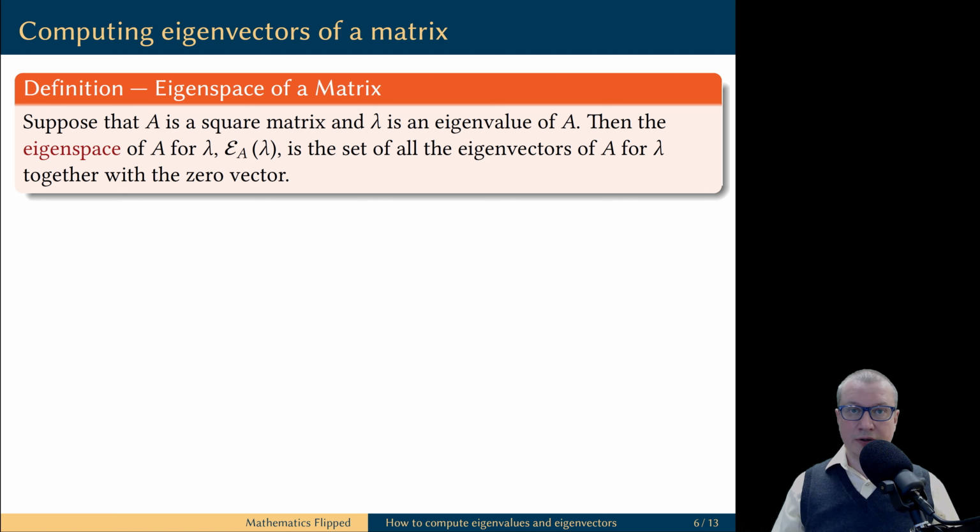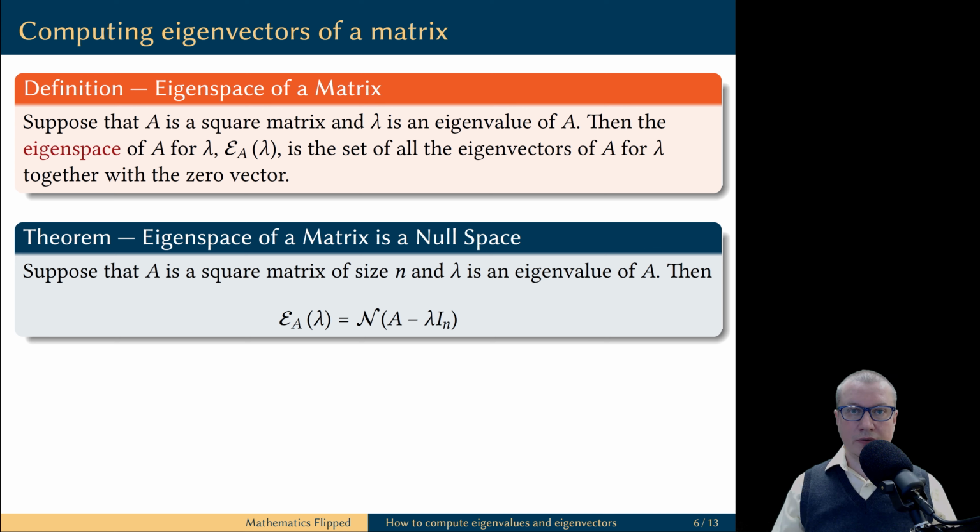Recall that the zero vector cannot be an eigenvector, so we artificially add this zero vector to the collection of eigenvectors. The reason for this will become very clear soon. Let's observe that the eigenspace of a matrix A corresponding to an eigenvalue lambda is in fact the null space of the matrix A minus lambda I.